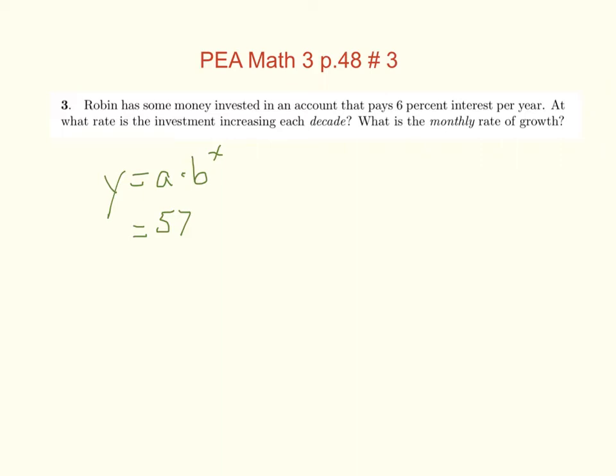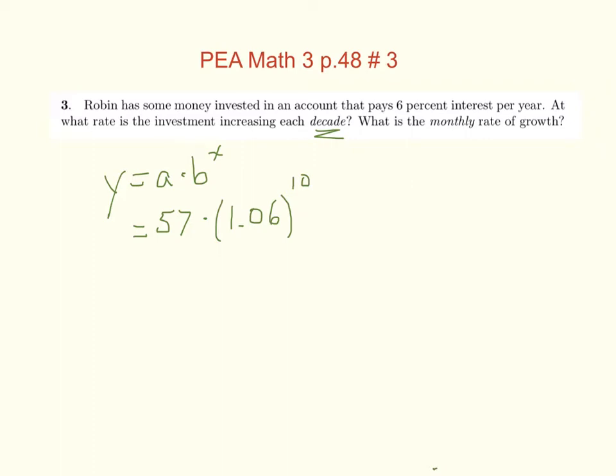So a is $57. She's gaining 6% per year, so what do I substitute in for b? 1.06. The 1 is the 57, and the 0.06 is your growth. Now it's over a decade, so what's my x going to be? 10, because this is an annual rate and we're looking at 10 years.